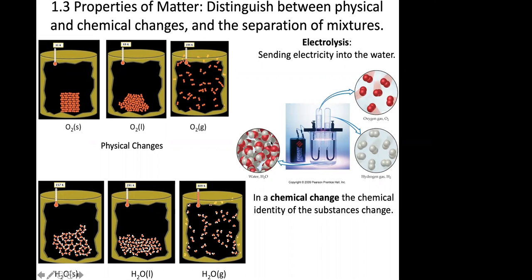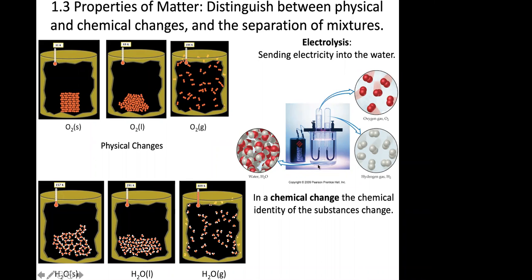Within a chemical change, something different happens. Within a chemical change, the identity of the substances themselves are changing. It's not just their arrangement. We're changing the substances that are there. Electrolysis, which means sending electricity into water, is an example. You could start out with the H2O molecules, you send electricity in, and now look what's happening at the particle level. You have O2 molecules and H2. The atoms have changed the partners they were with. That's what takes place in a chemical change.